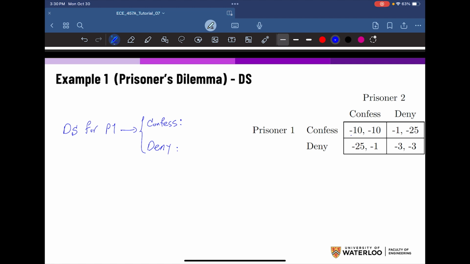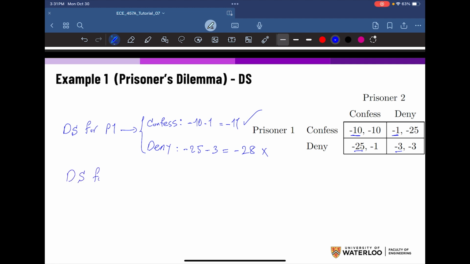For confess, we have this one and this one. So -10 minus 1 equals -11. And for deny, we have -25 and -3, so -25 minus 3 yields -28. Because this value is higher, -11 is higher than -28, we choose -11, confess, as the dominant strategy for player 1. Now let's check it out for player 2.